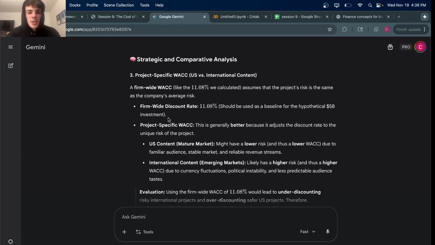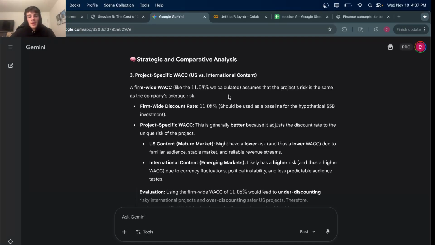And so for a project specific weighted average cost of capital, so United States versus international content. A firm-wide weighted average cost of capital, like the 11.21%, I calculated it myself and got 11.21% as Netflix's current WACC. A firm-wide WACC assumes that the project's risk is about the same as the company's average risk, and a firm-wide discount rate of 11.21% should be used as a baseline for the hypothetical $5 billion investment.